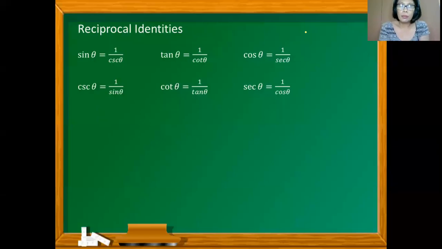Hi everyone, I'm going to discuss using the definition of terms from trigonometric function values for us to come up with the idea on the different trigonometric identities. So let's begin with reciprocal identities.